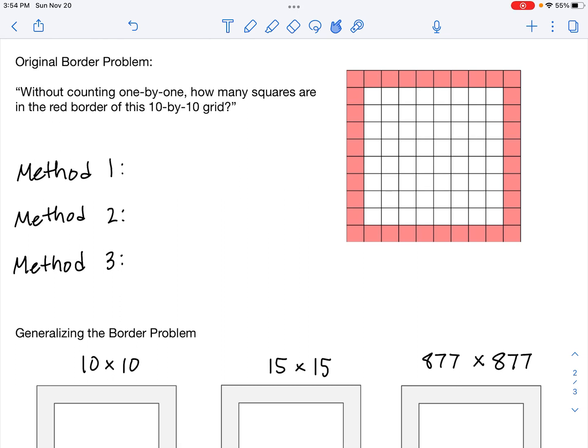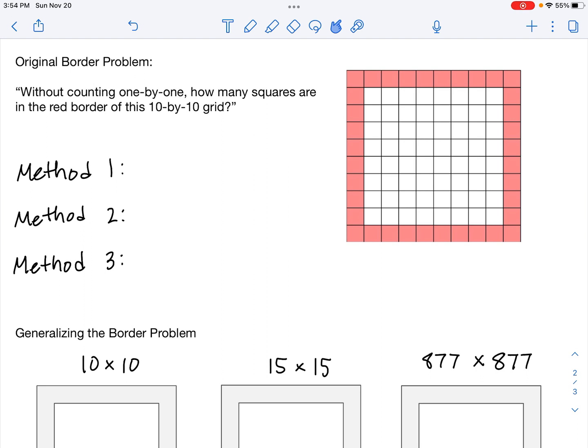Let's talk about the border problem. So remember that the original border problem that we looked at in class was this. Without counting one by one, how many squares are in the red border of this 10 by 10 grid? That means there are 10 squares on each side of the grid. And you're supposed to figure out how many squares are in that red border.